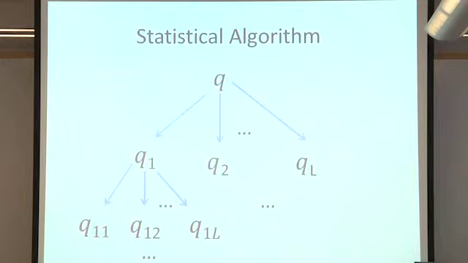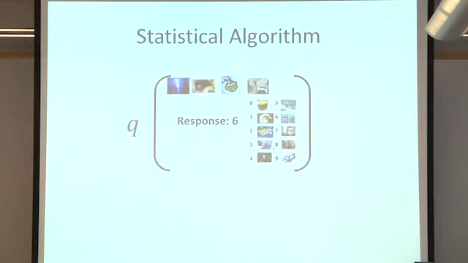So what do I mean by a statistical algorithm? Well, a statistical algorithm can be viewed as just a large tree. And at each node in this tree, you have a query function. So to traverse this tree, you draw a random challenge response pair. And you apply the query function to that challenge response pair. And the query function basically has a range of L. So the response indicates an edge to take in this tree.